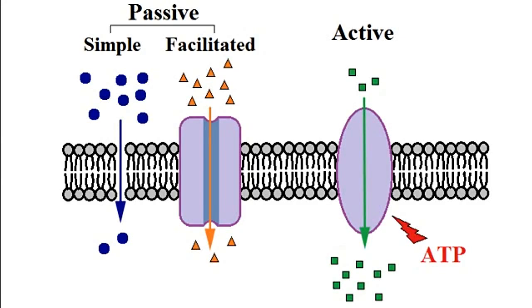There are different ways through which molecules will go from the extracellular space into the intracellular space. And these techniques include, for instance, passive diffusion, where molecules will go from area of high concentration to area of low concentration. And passive diffusion is divided into two types.